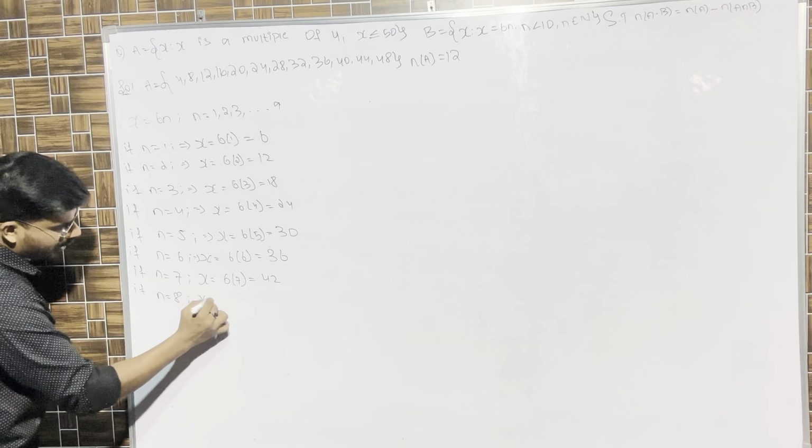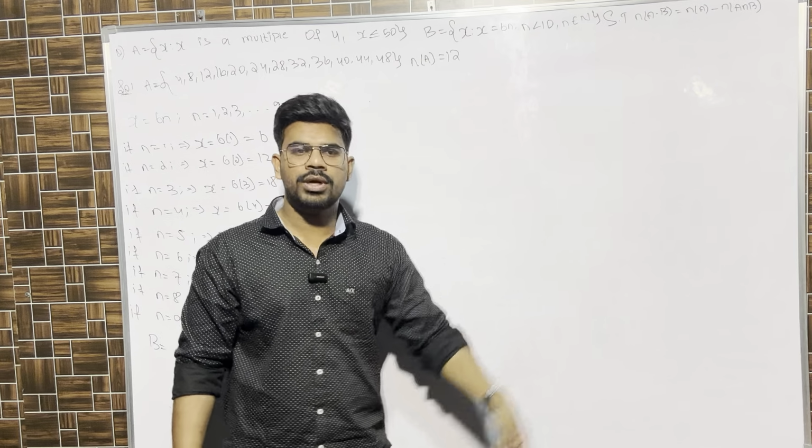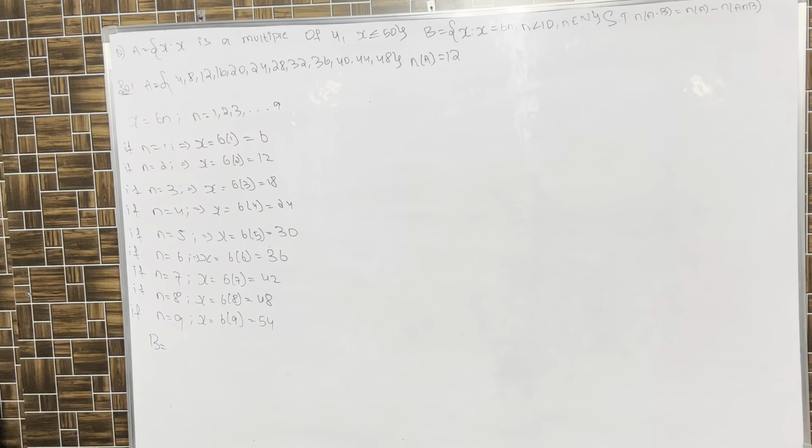6 8s are 48. Next, till 9 we have to take, no? One more term. If n is equal to 9, x is equal to 6 into 9, 6 9s are 54. So here we have the set B. We shouldn't take 10, since it is less than 10. Less than or equal to 10 in the sense we have to include 10 as well, but less than 10 is till 9. All the values till 9. What are those? 6, 12, 18, 24, 30, 36, 42, 48 and 54.